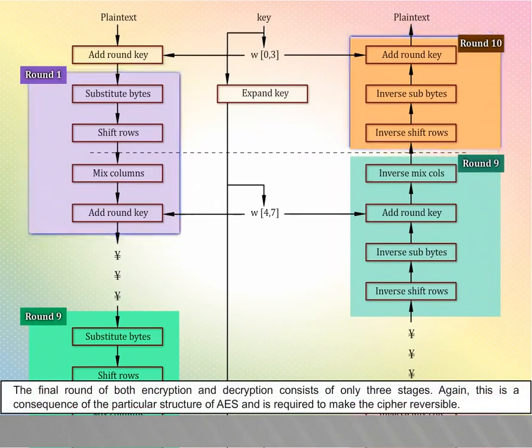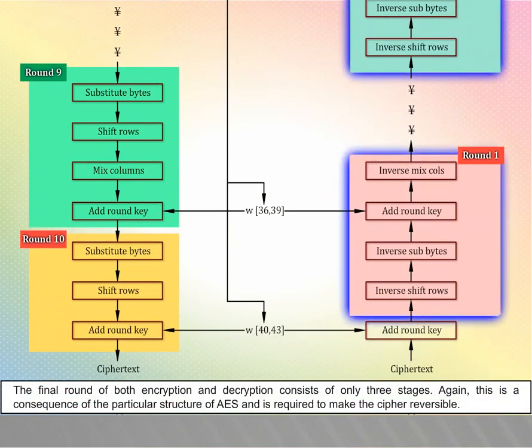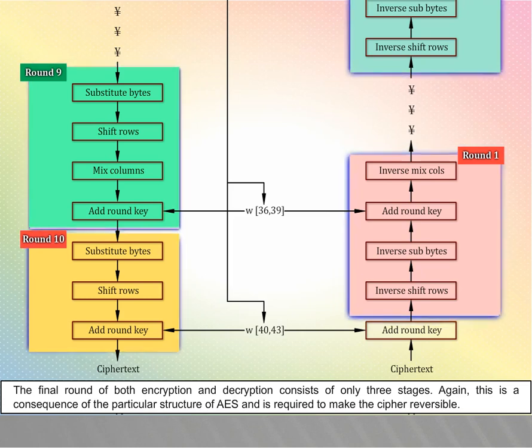The final round of both encryption and decryption consists of only 3 stages. Again, this is a consequence of the particular structure of AES and is required to make the cipher reversible.